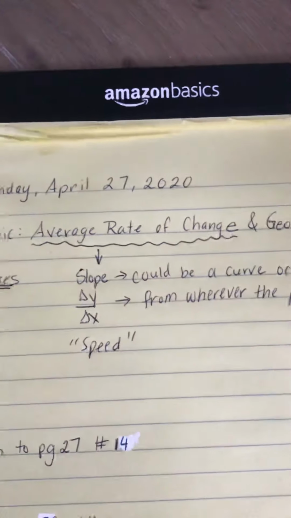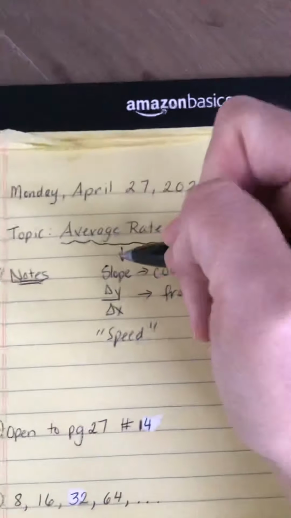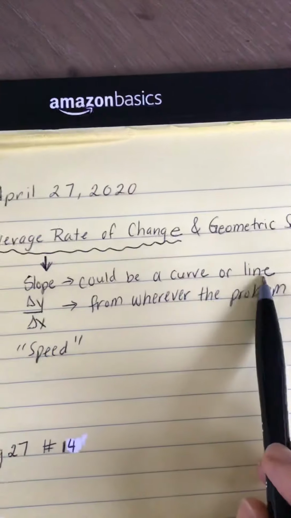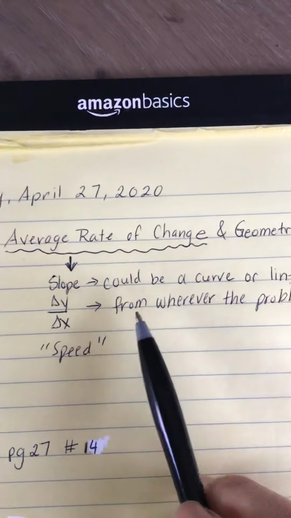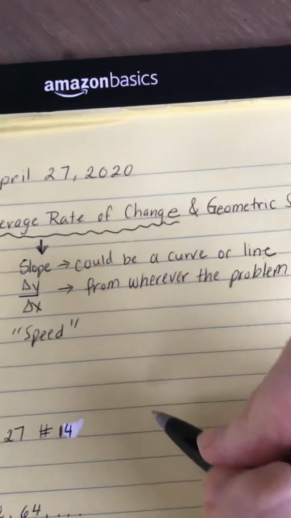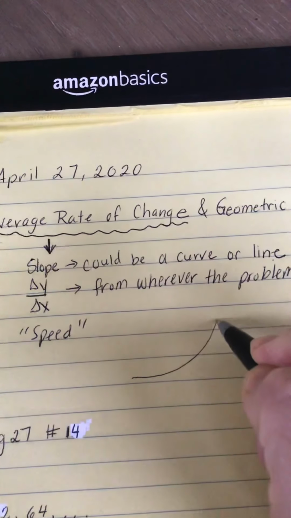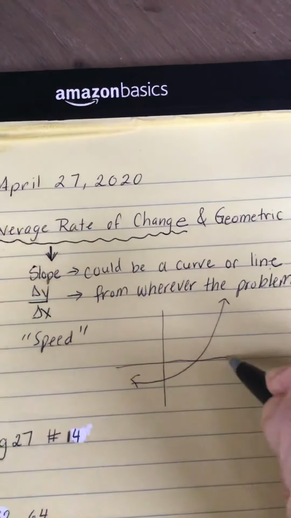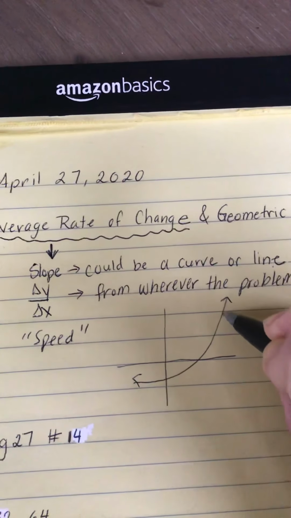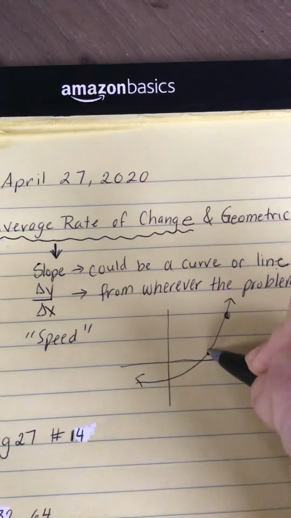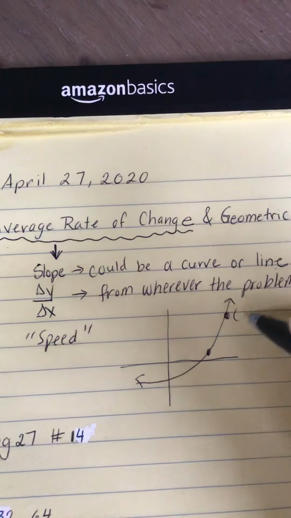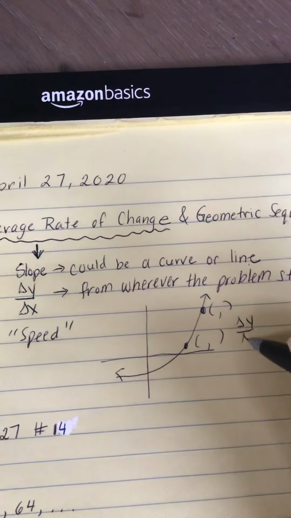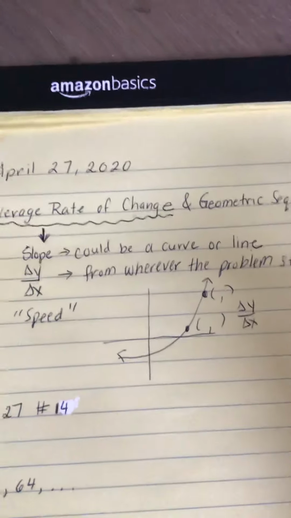Make sure that's open. Okay, average rate of change is simply slope. But the difference is it could be a curve or a line. It's just the change of y over change of x whenever two things happen. So for example, suppose it was exponential like this. Okay, here's your graph. The problem may say find the average rate of change from here to here, let's say. So you would find those two coordinates, and you would do change of y over change of x, and that would be your average rate of change.